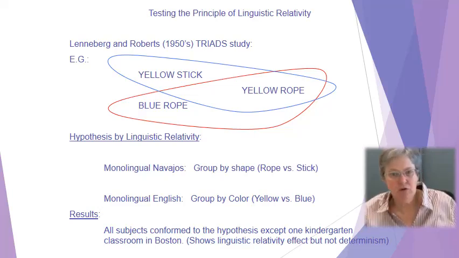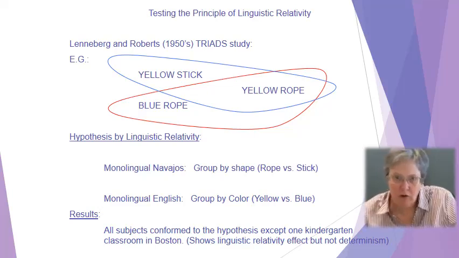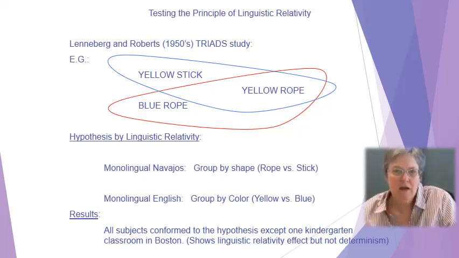So they would do this test with several objects. For example, they would give these 5-year-old kids who are monolingual in Navajo or English first a yellow stick and then a blue rope, you see? And then they give them a third thing. Which one is this more like? Is it more like the yellow stick, the yellow rope, grouping by color? Or is it more like the rope, the yellow rope with the blue rope, grouping by shape?